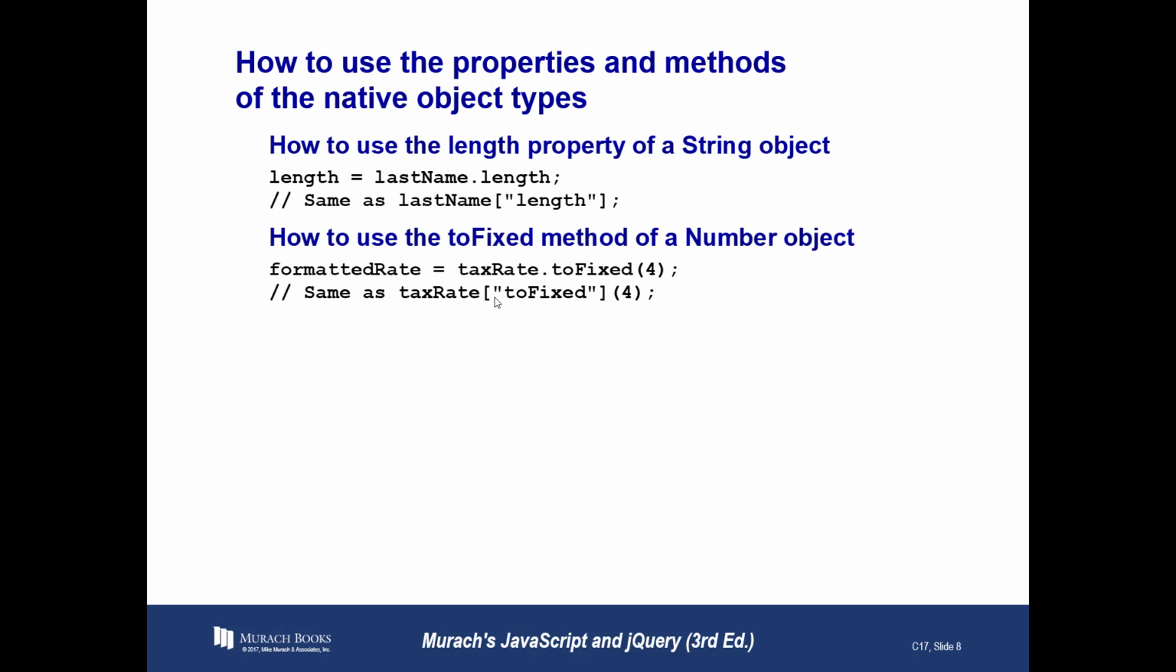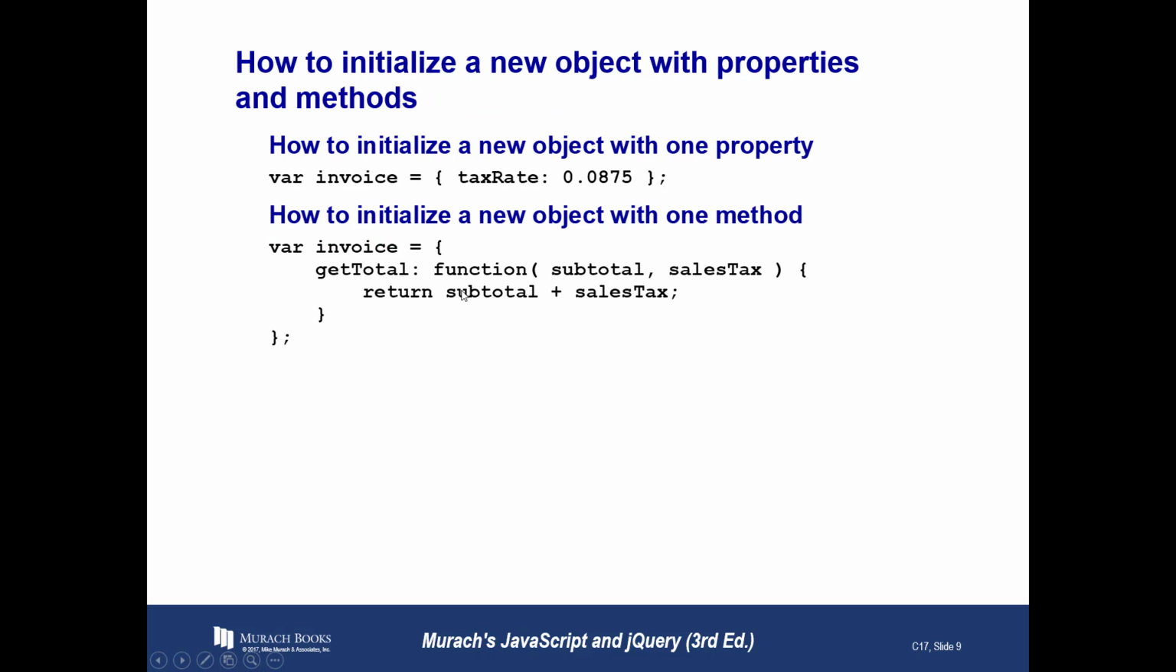Think about a human being. What properties do we have? We've got a height, a weight, a gender, an eye color, a hair color, etc. Those would be our properties. We also have methods. We eat, we sleep, we drink, etc. So the author shows in here a length property of a built-in object, so of a string. Here's the toFixed method for a number.